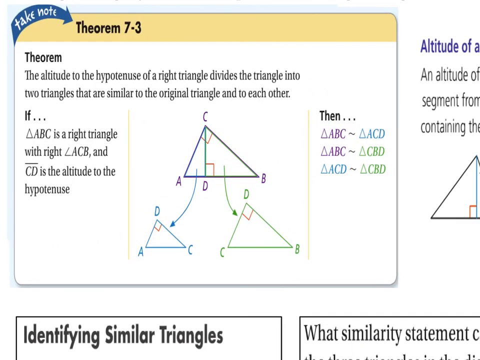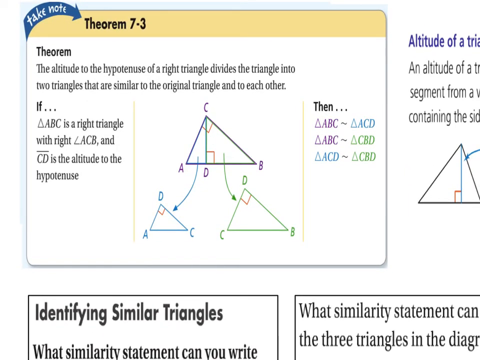So Theorem 7.3 says the altitude to the hypotenuse of a right triangle divides the triangle into 2 triangles that are similar to the original triangle and to each other. What they've done here is taken the 3 triangles and separated them. You've got triangle ABC, which is the big triangle, then the right triangle on the left, and the right triangle on the right. If you draw the altitude from the right angle across to the hypotenuse and make sure that's a right angle, then all 3 of these triangles are similar to each other: ABC to ACD, ABC to CBD, and ACD to CBD. The big one and the small one, the big one and the medium-sized one, and then the small and the medium-sized one are all similar to each other.